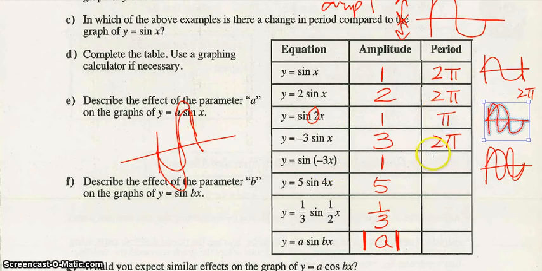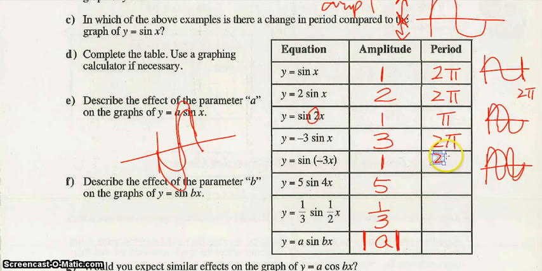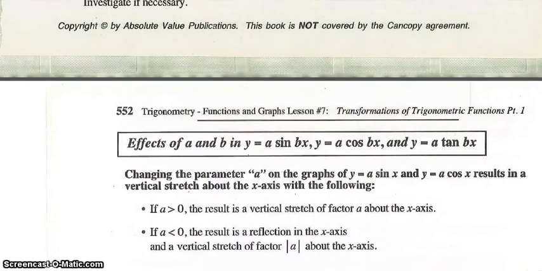2 pi divided by 3. Again, you ignore the negative sign. 2 pi divided by 3. Here, 2 pi divided by 4, which reduces to pi over 2. Here, 2 pi divided by half, which becomes 4 pi. So generally it's 2 pi divided by B, and you take the absolute value. We summarize it in the next table here.